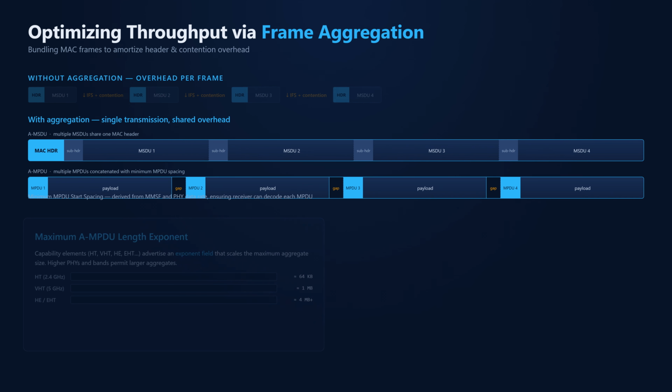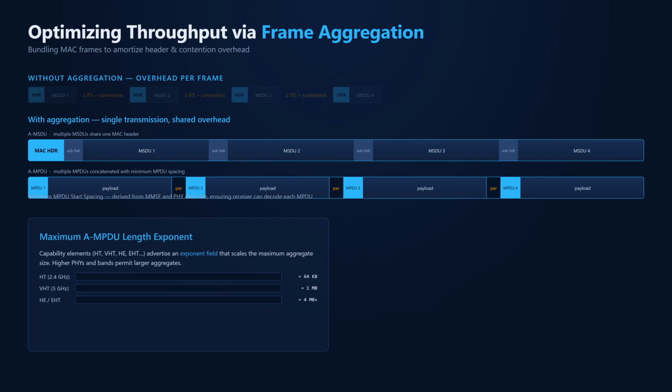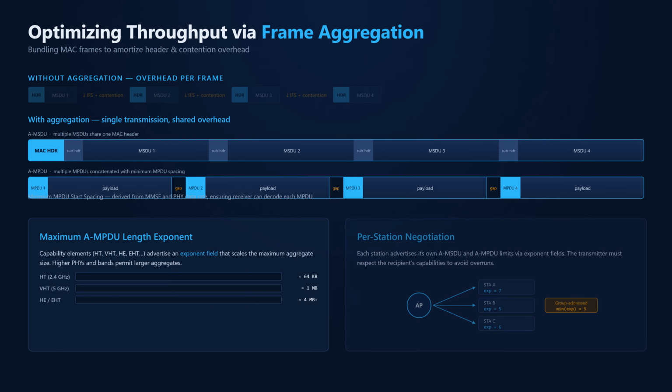The maximum size these aggregates can reach is determined by exponent values found in the device capability information. These limits aren't fixed. They change depending on whether you're operating in the 2.4, 5, or 6 GHz band. And they also depend on the specific type of physical layer transmission being used.